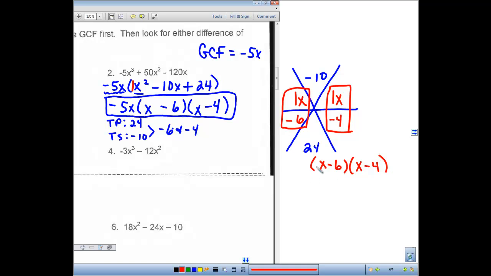Now remember, x times x is x squared, but I have negative 5x cubed here. So I took out a negative 5x at the very beginning, and that has to be part of my factor. Example 3.